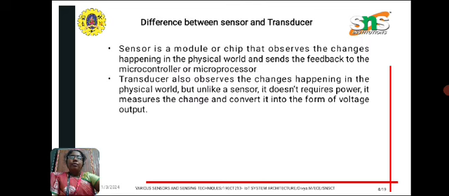Difference between sensor and transducer. A sensor is a module or chip that observes changes happening in the physical world and sends feedback to the microcontroller or microprocessor. A transducer also observes the changes happening in the physical world, but unlike a sensor, it does not require power. It measures the change and converts it into the form of voltage output.